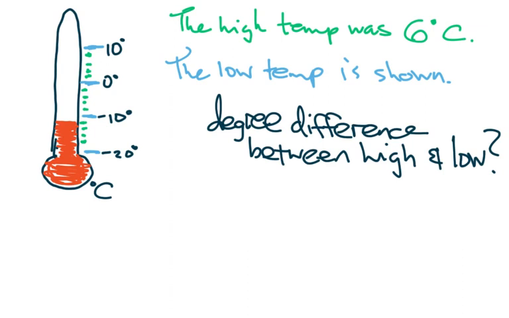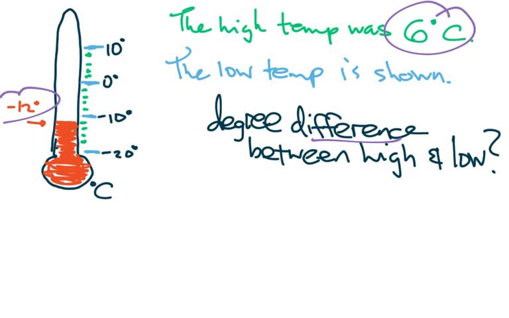But I'm going to go ahead and start. So it says the high temp was 6 degrees, and it says the low temp is shown. Well, what is it showing right here? I think we'd have to conclude that if those increments go by 2s, that is -12 degrees centigrade or Celsius, right? So if it's looking for the degree difference between the 6 degrees Celsius and this -12 degrees Celsius, and it's asking for what we call the difference. Well, difference should lead us to one operation only, and that is subtraction.